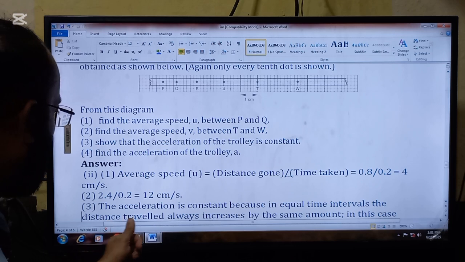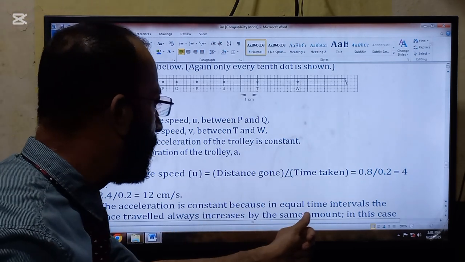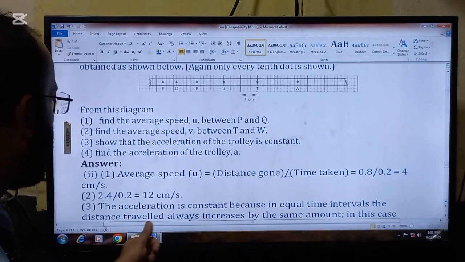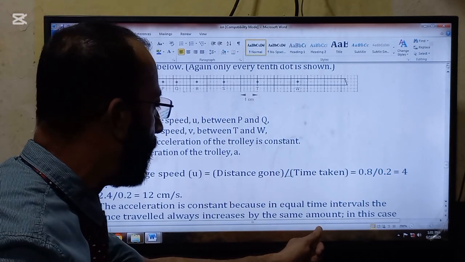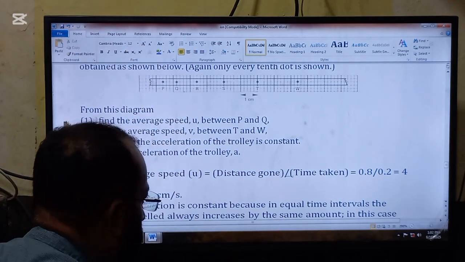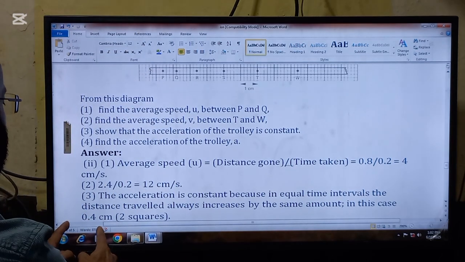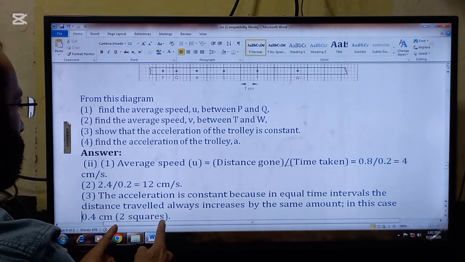Look, the acceleration is constant because in equal intervals of time, the distance traveled always increases by the same amount. In this case, 0.4 centimeter, that is 2 small squares.